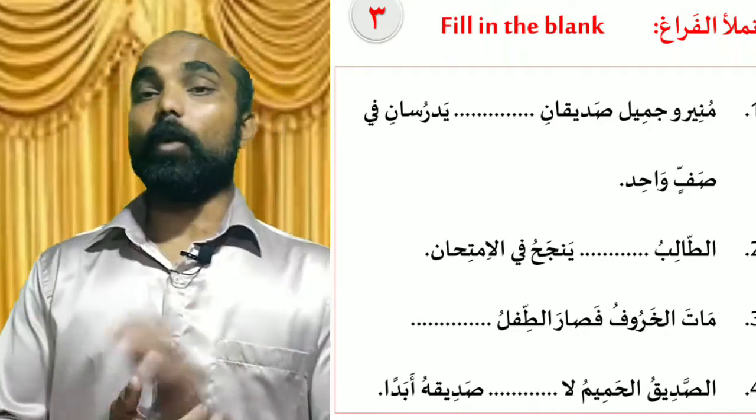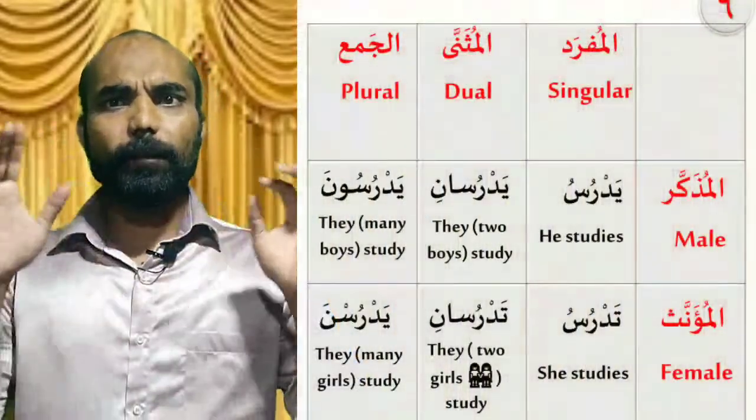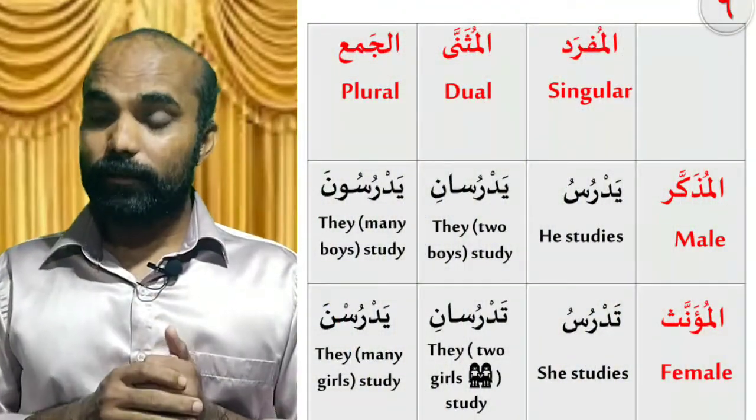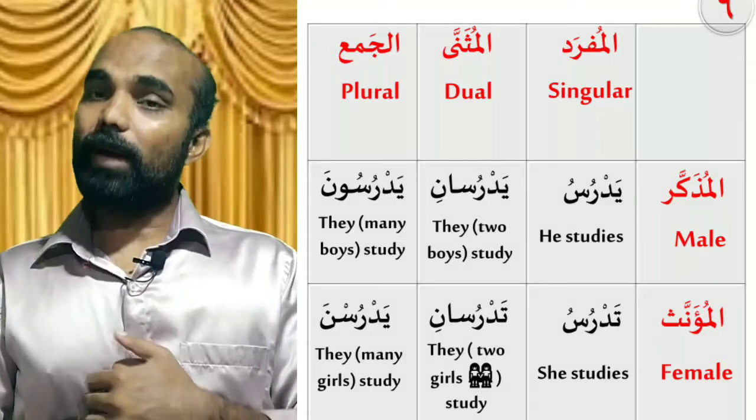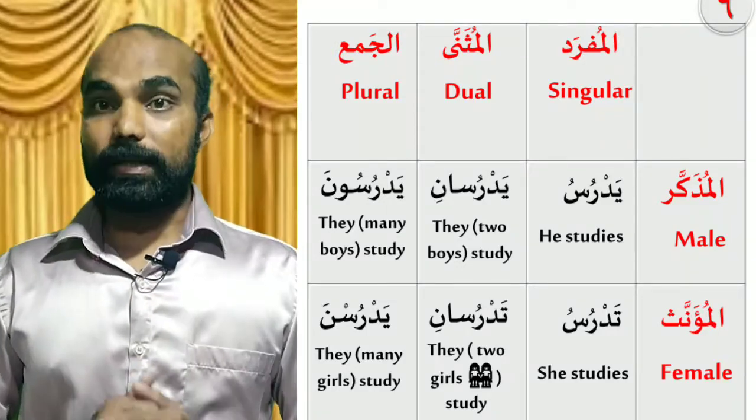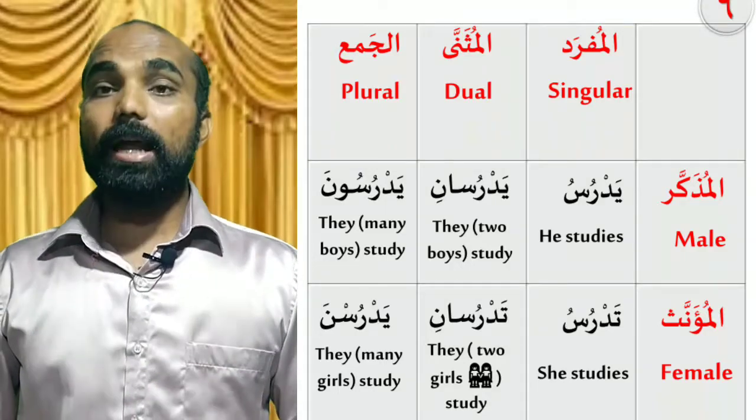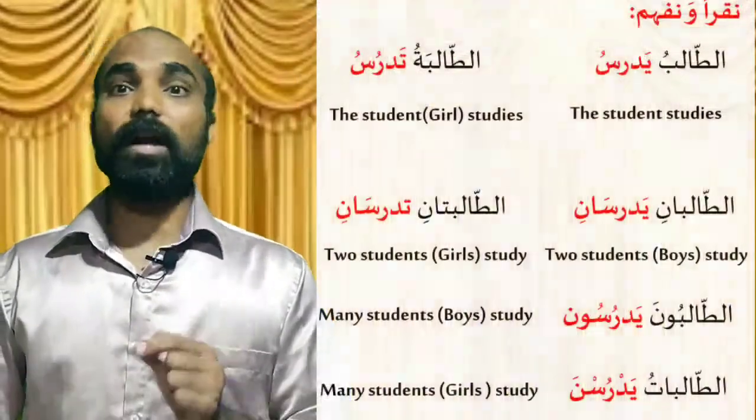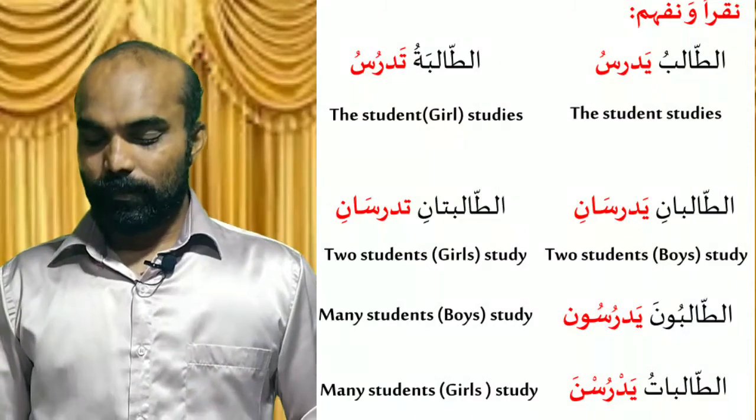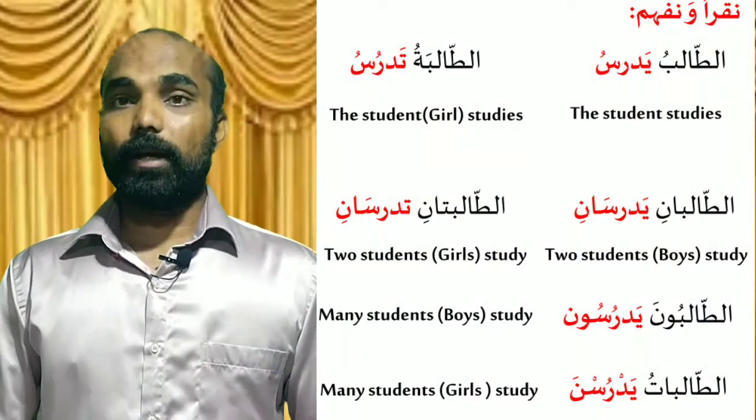Okay. Another one, very important. In this chapter, we study one grammar. Some students feel, grammar I don't understand, but you don't think that. I can help you, explain to you very well. Okay. Anyway, can you see a table there? Mufrad, Muthanna, Jam. Okay. Above that, you can see some sentences. And in that sentence, some words are written in red letter. Okay. Let's see. What is that?